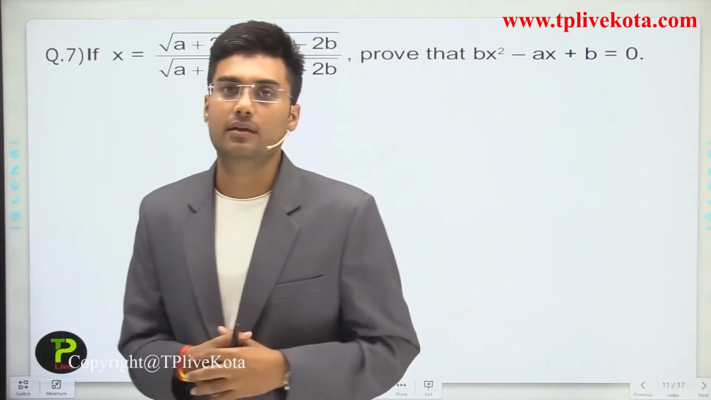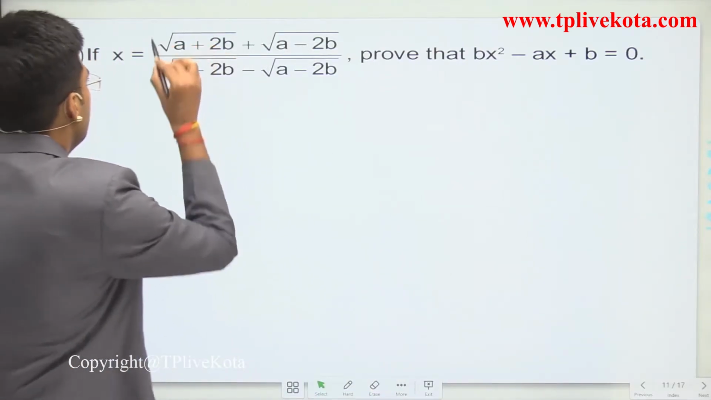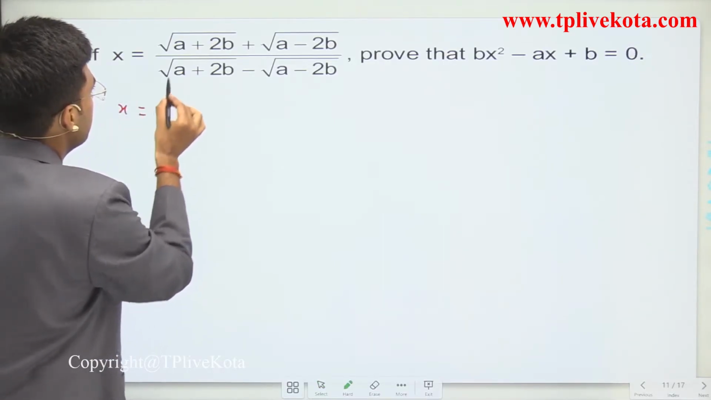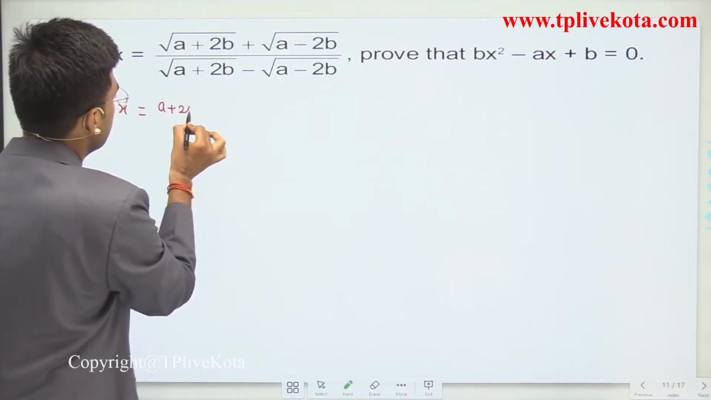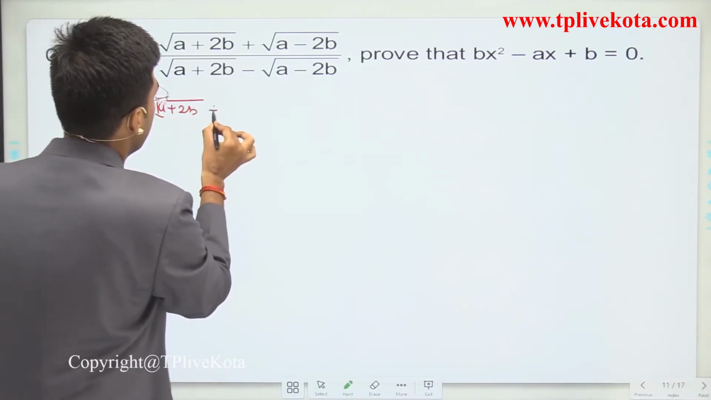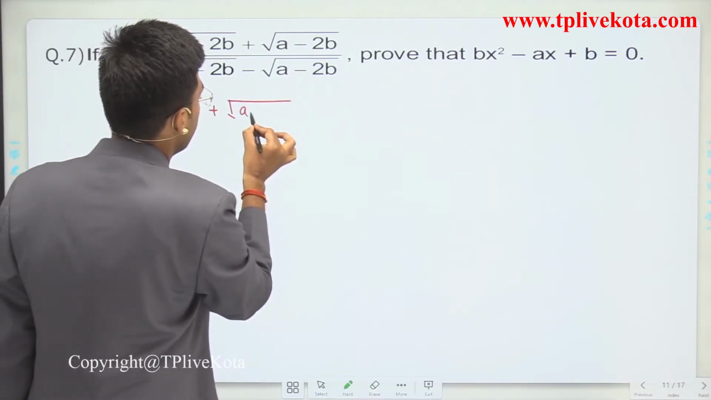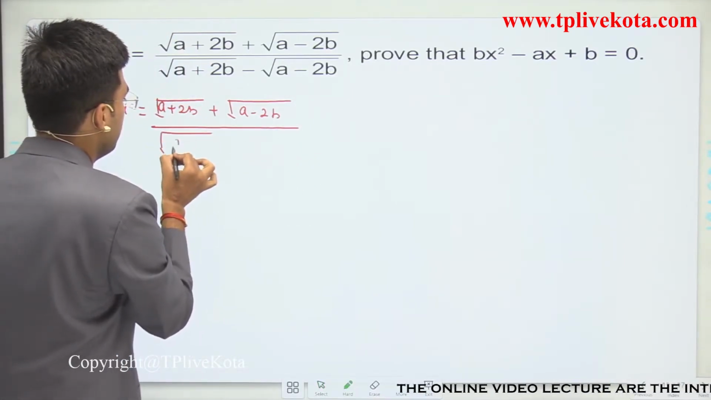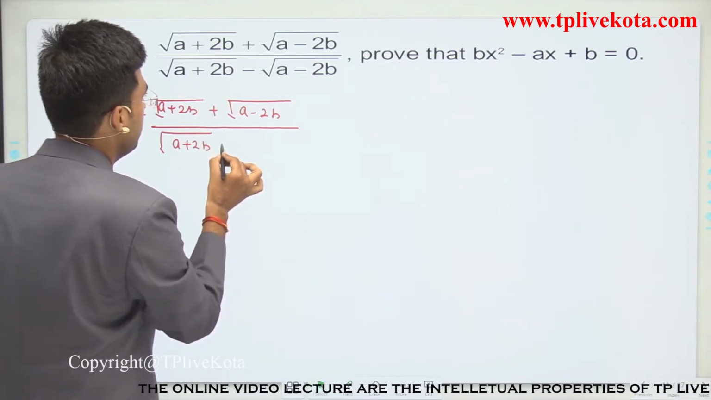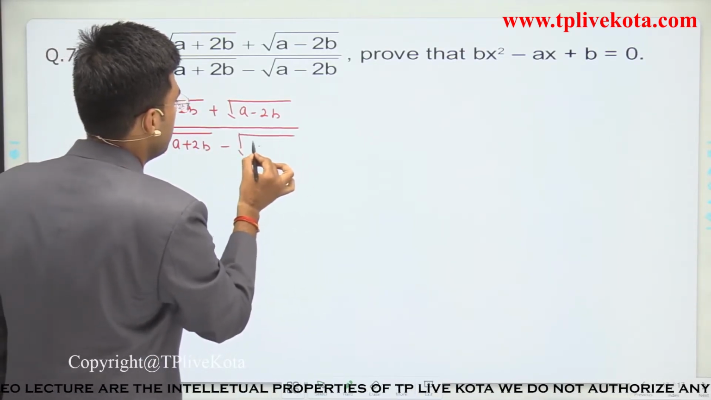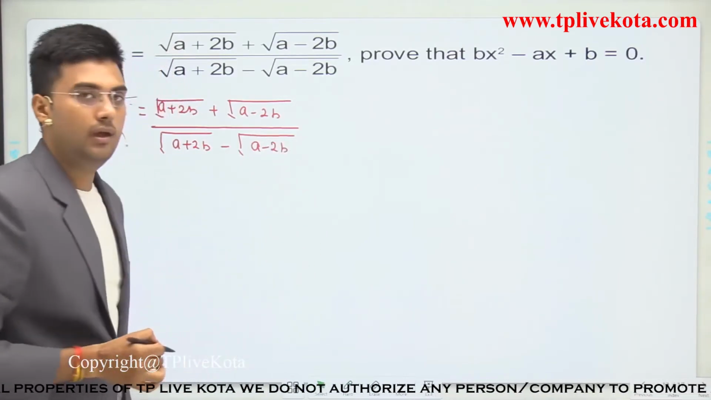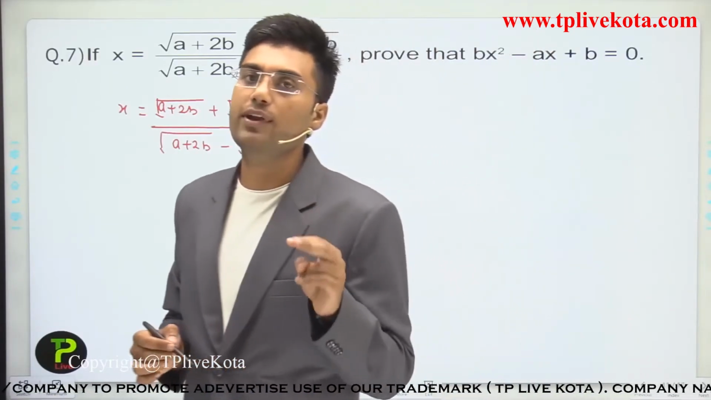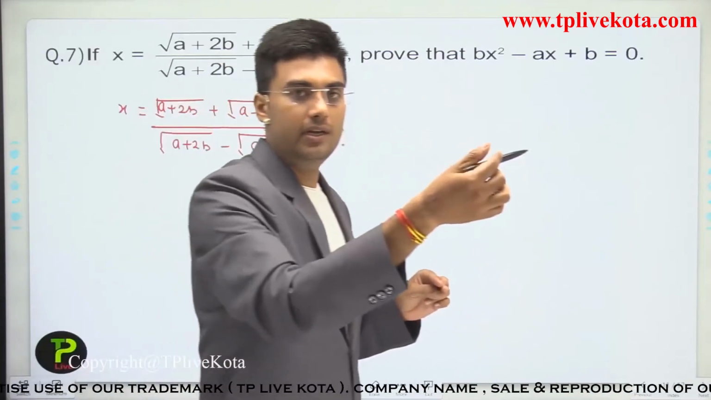So let's start the solution of this question. Here we are given that x is equal to root a plus 2b plus root a minus 2b, divided by root a plus 2b minus root a minus 2b. And to rationalize the denominator, we have to multiply the rationalizing factor of the denominator in the numerator and denominator.